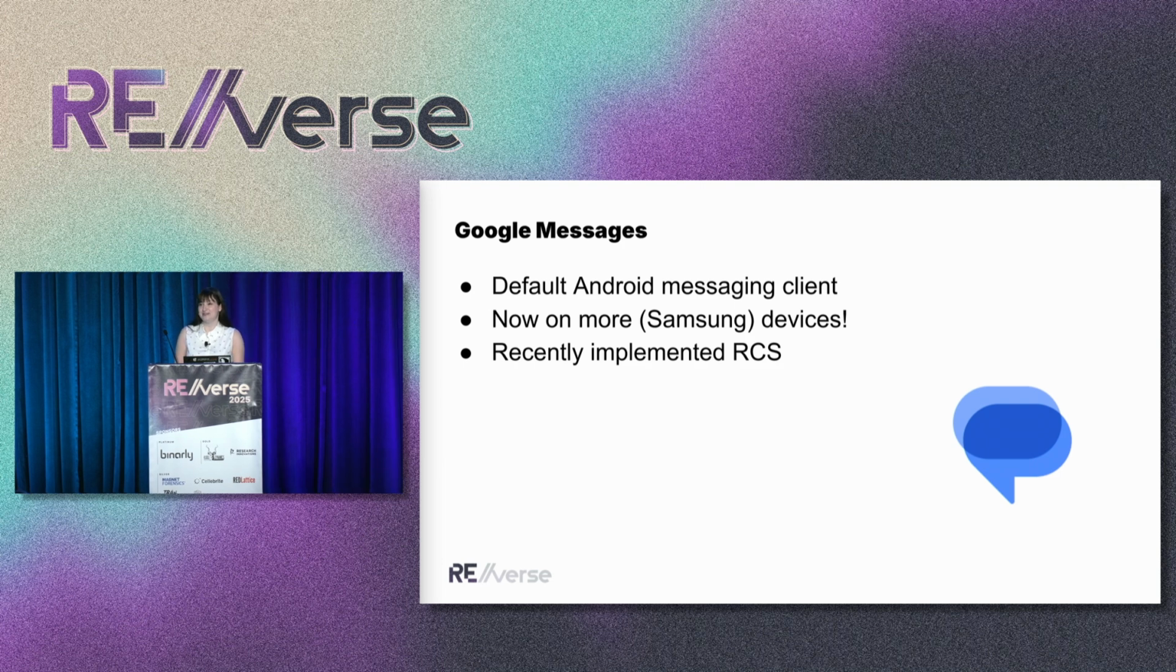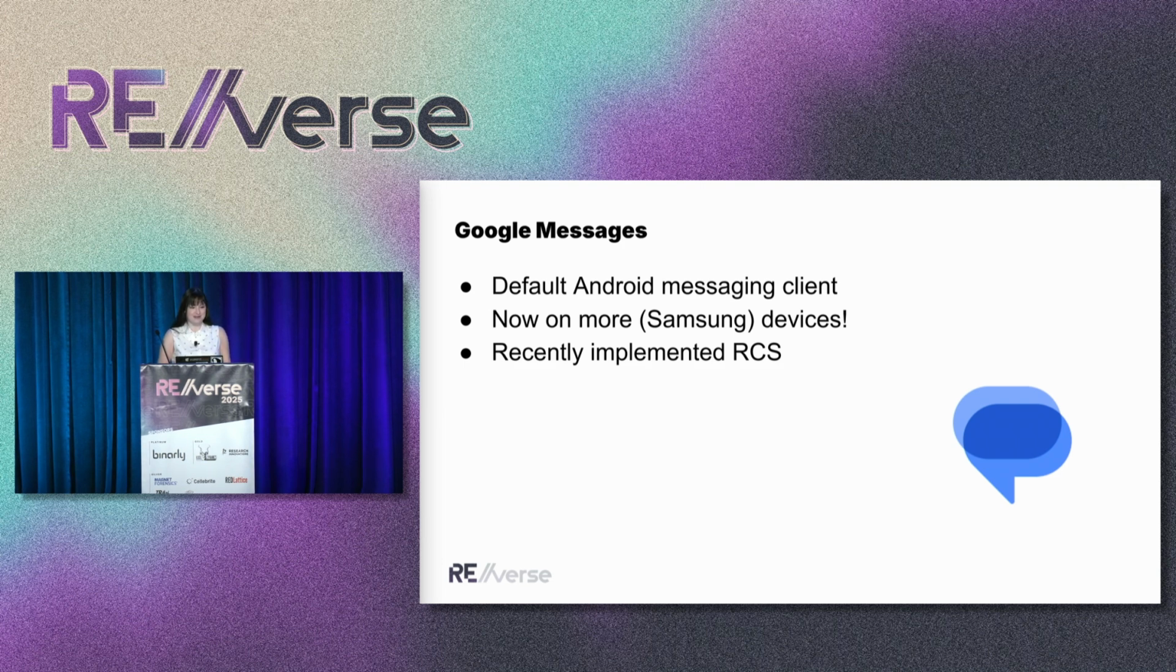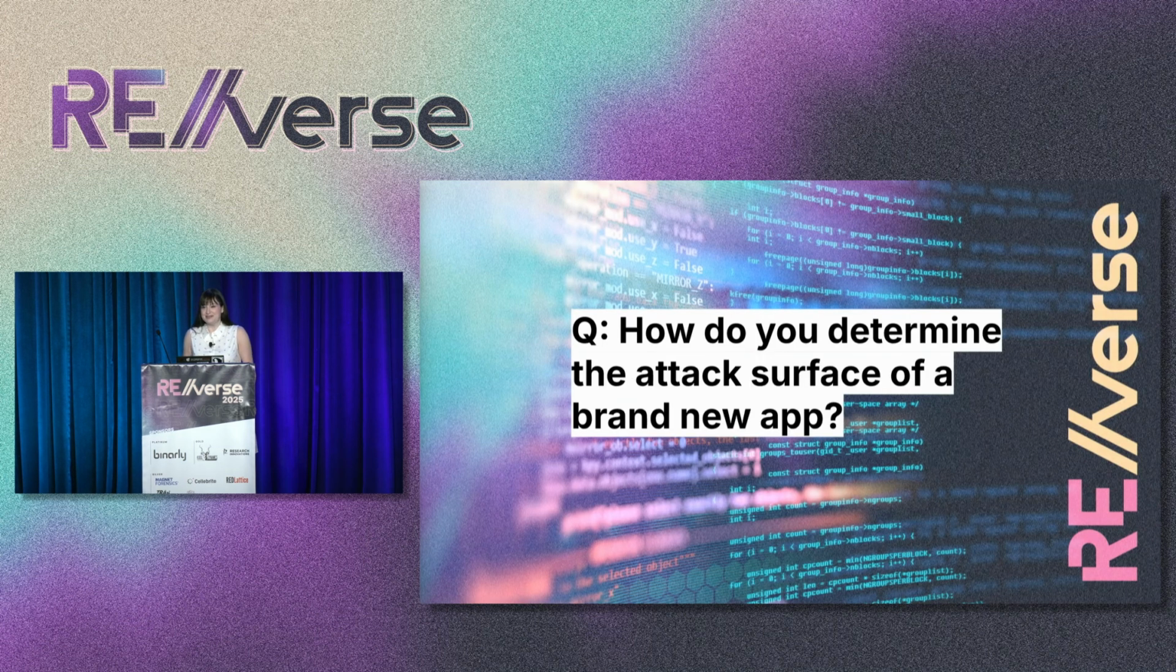RCS is the new SMS protocol. It's the replacement for SMS. And this meant that there was basically a rewrite of this app. Tons and tons of code was added. So I was curious, could I find any zero-click bugs in this new protocol? This got me down to the central question that I always start with during these reviews: how do you determine the attack surface of a brand new app?